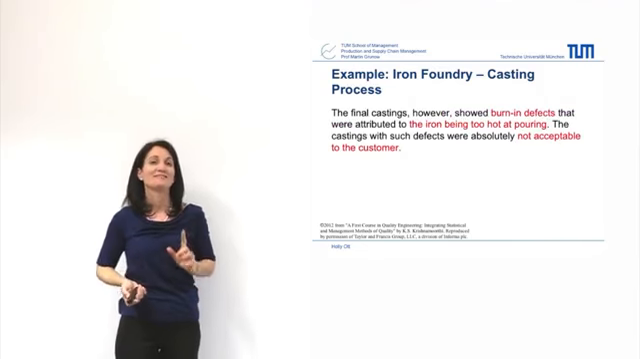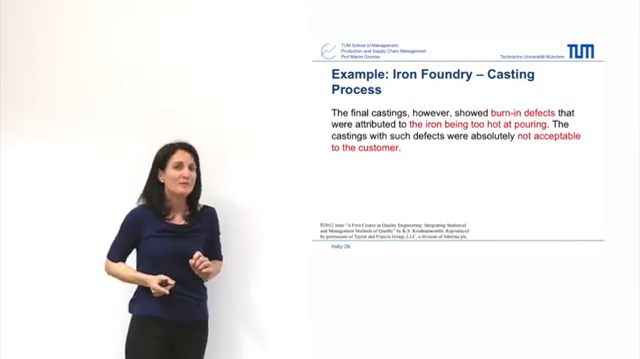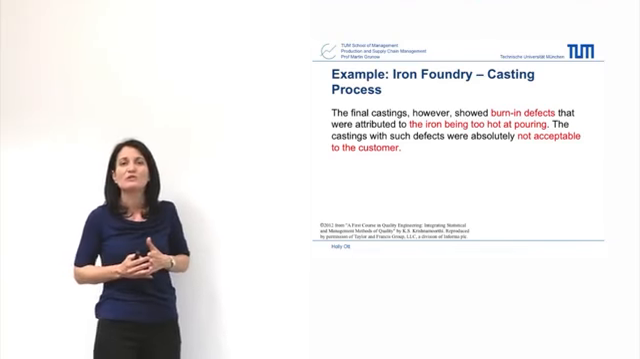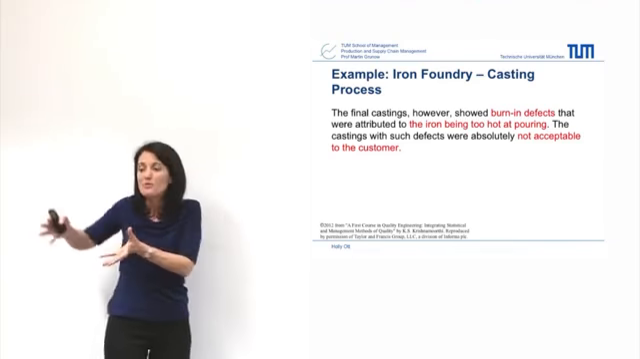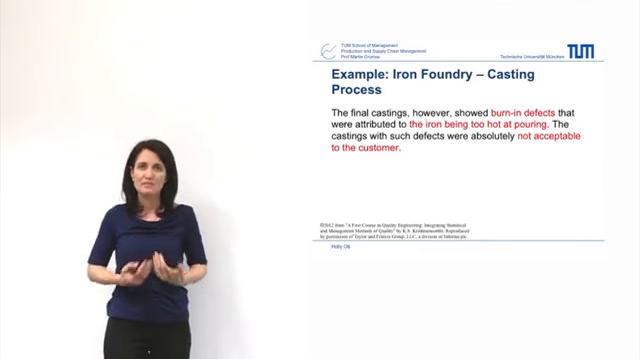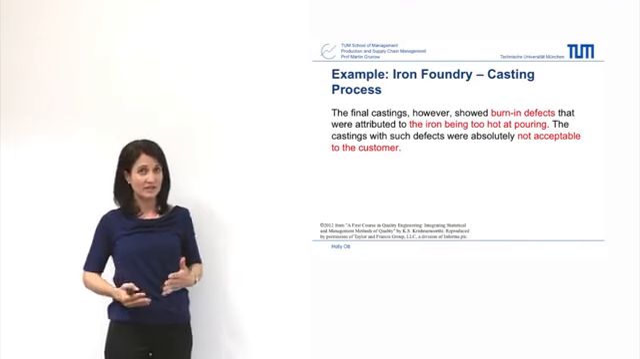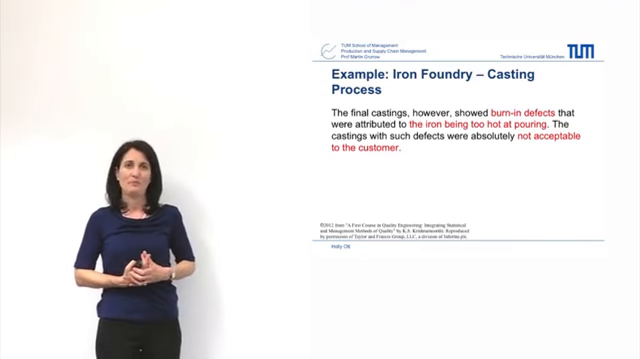Okay. Then, the problem is, the customer gets the final castings and has burn-in defects. And what they've attributed these burn-in defects to is that the pouring temperature is too hot. And everything that has burn-in defects has to be scrapped. It's not acceptable quality. So, quality engineer, what are you going to do?